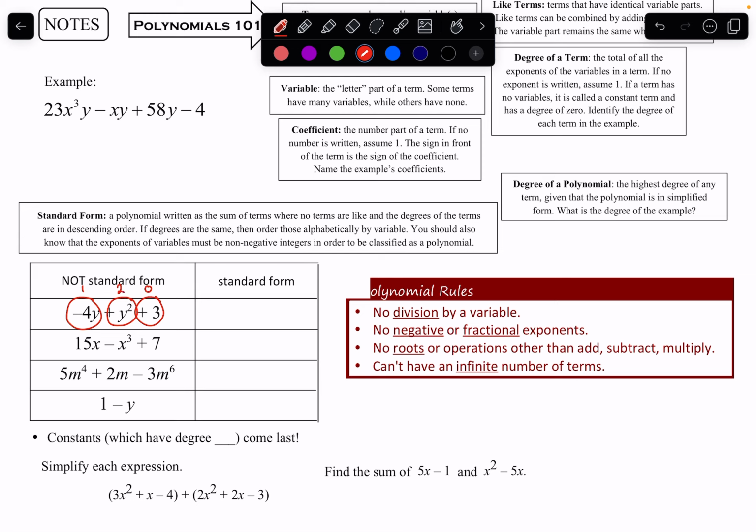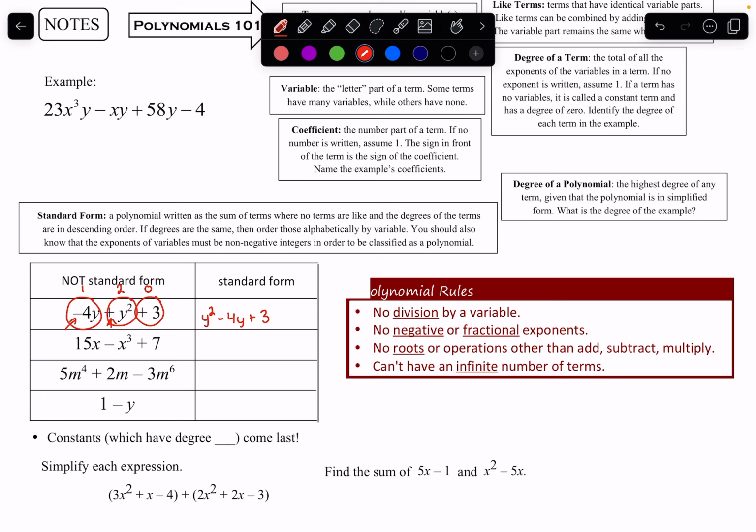So I put them in the order from biggest to smallest degree. So instead of the y squared being in the middle, the y squared is going to go to the front. And then I'm going to put the minus 4y second and then the plus 3 at the end. Notice that I took the sign that was in front of the term with it. So the negative went with the 4, the plus went with the y squared.